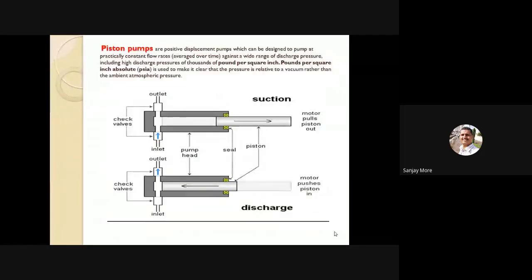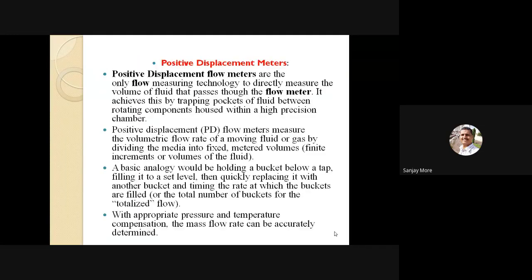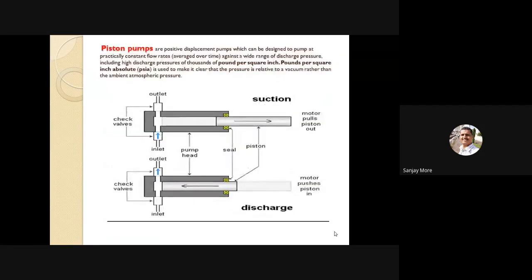One example of a positive displacement meter is the piston pump. I request all of you to draw this diagram, piston pump, under the heading positive displacement meters. Then draw this diagram and give the heading piston pumps.